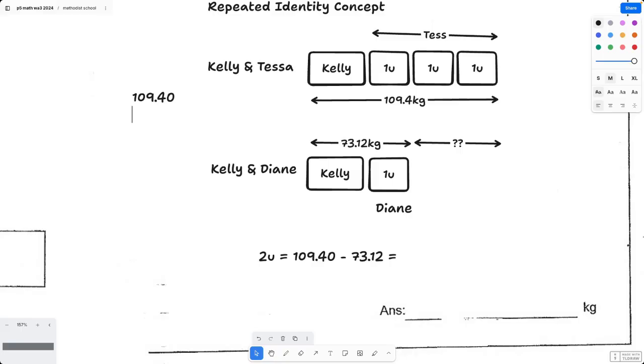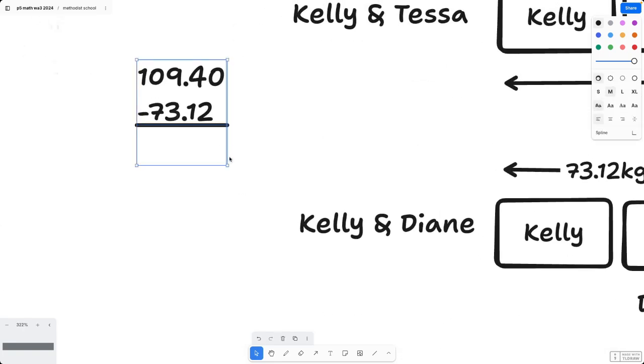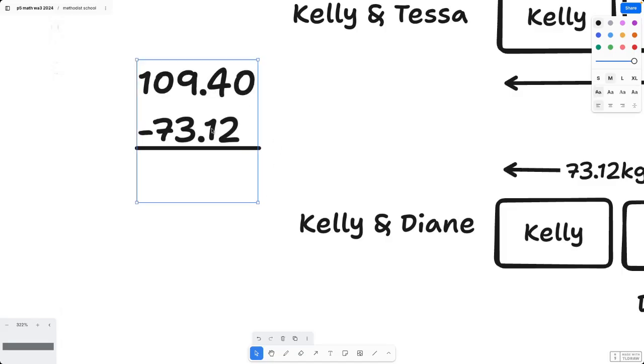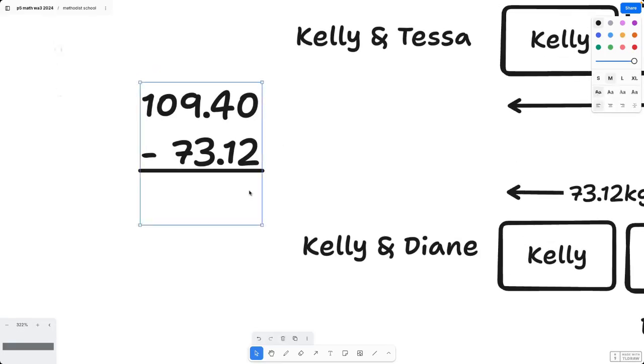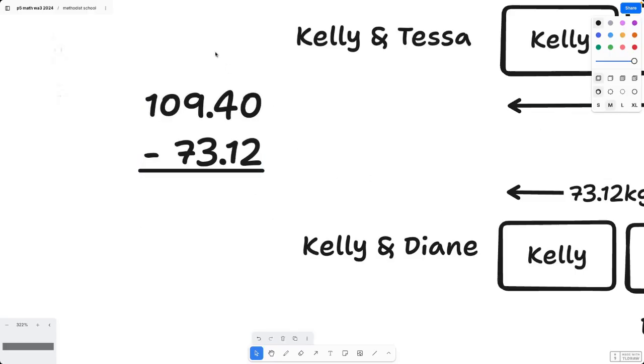109.40, and then we minus 73.12. Now let's put a line over 73.12. Let's zoom this in, make this a little bit bigger. So 0 and 12, we cannot minus. So what we can do is take 1 from 4, and this will be cancelled, and this will become 3.